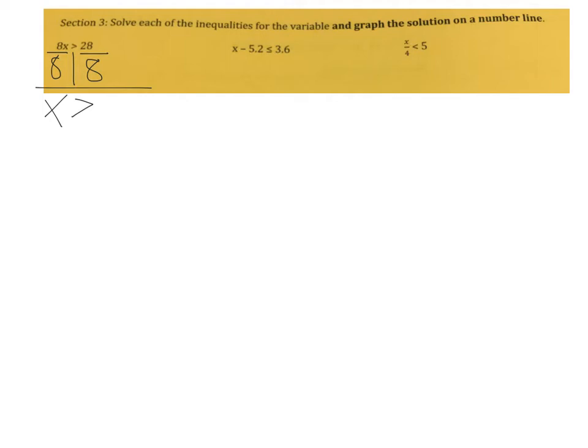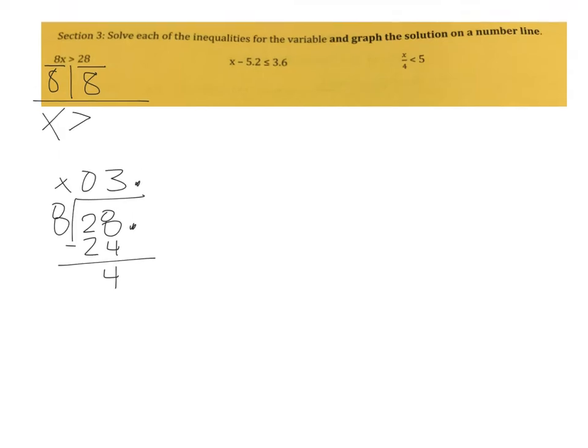So x is greater than, and we have 28 divided by 8. So 8 does not go into 2, but it goes into 28 3 times. 3 times 8 is 24. We're going to subtract. 8 minus 4 is 4. 2 minus 2 is 0. We're going to add a decimal. Bring the decimal up. And then we're going to add a 0.